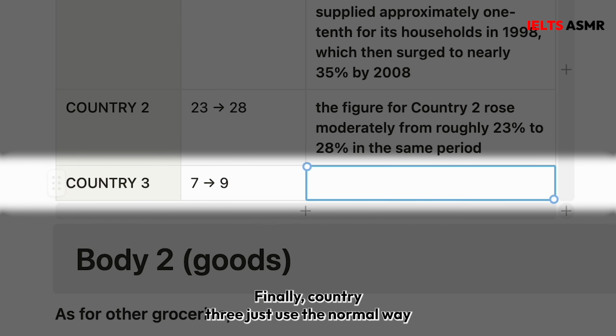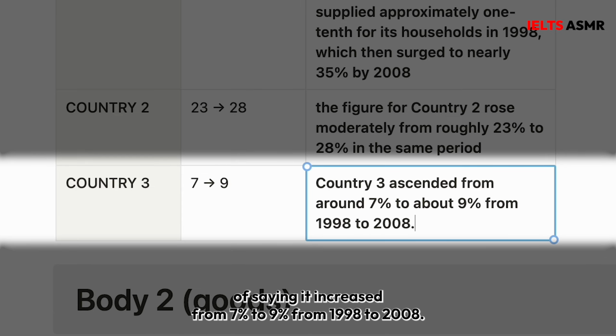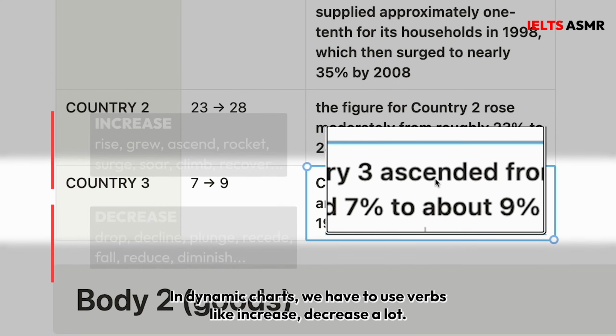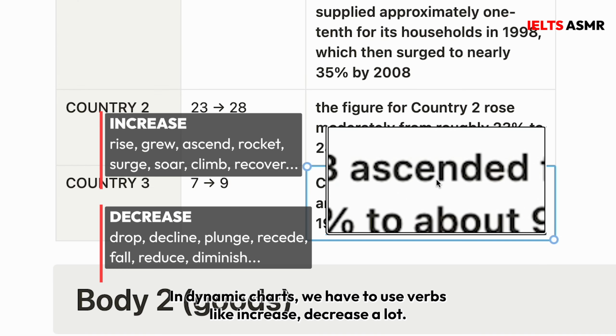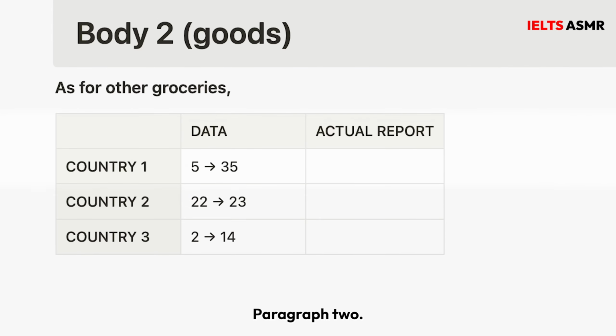Finally, country 3, just use the normal way of saying it increased from 7% to 9% from 1998 to 2008. In dynamic charts, we have to use verbs like increase, decrease a lot, so I should be flexible a bit, paraphrase this verb often. Now to body paragraph 2.